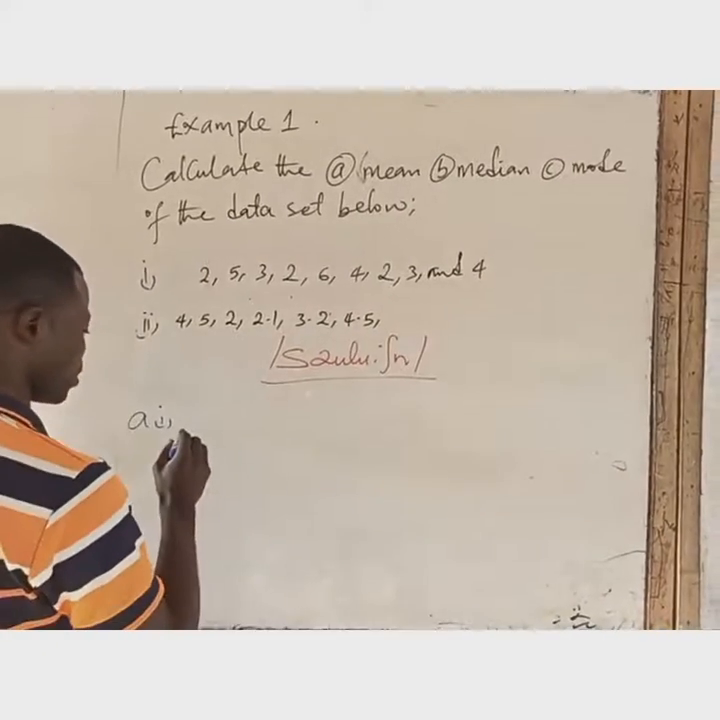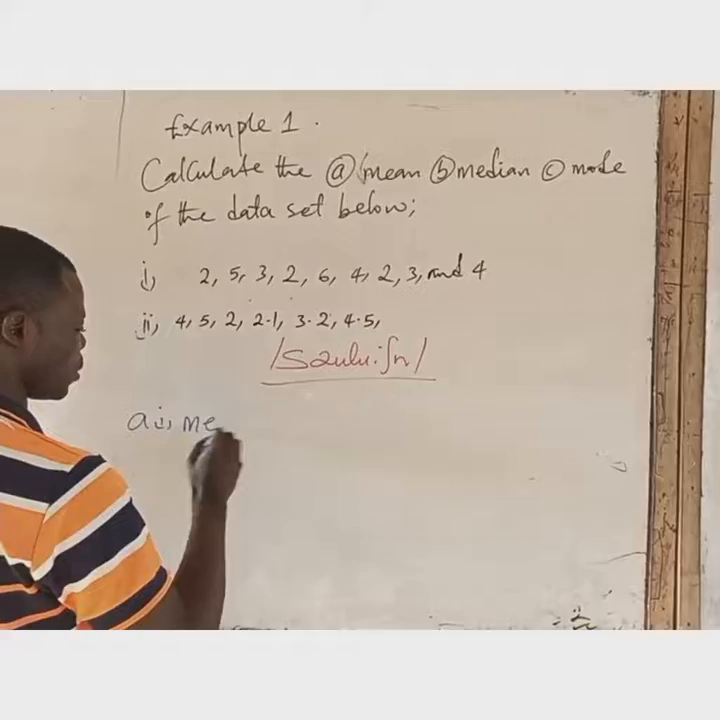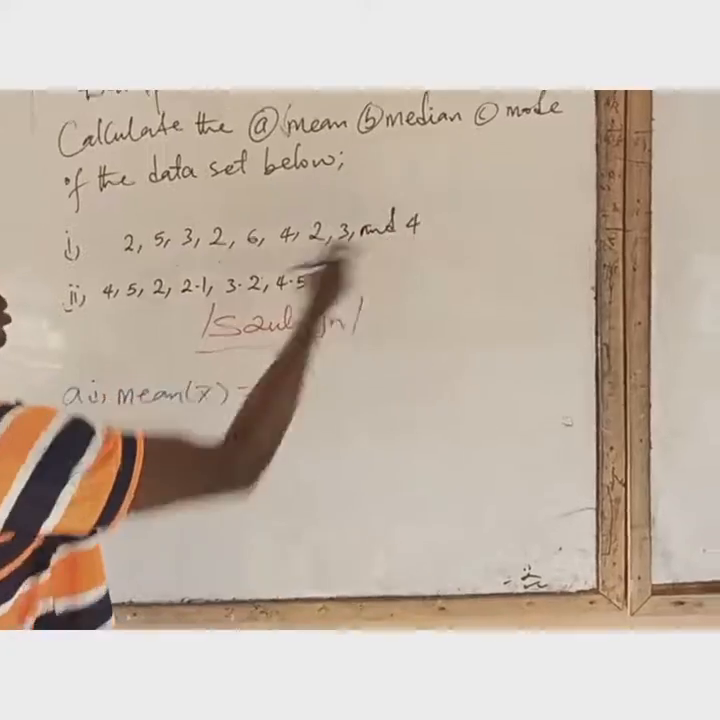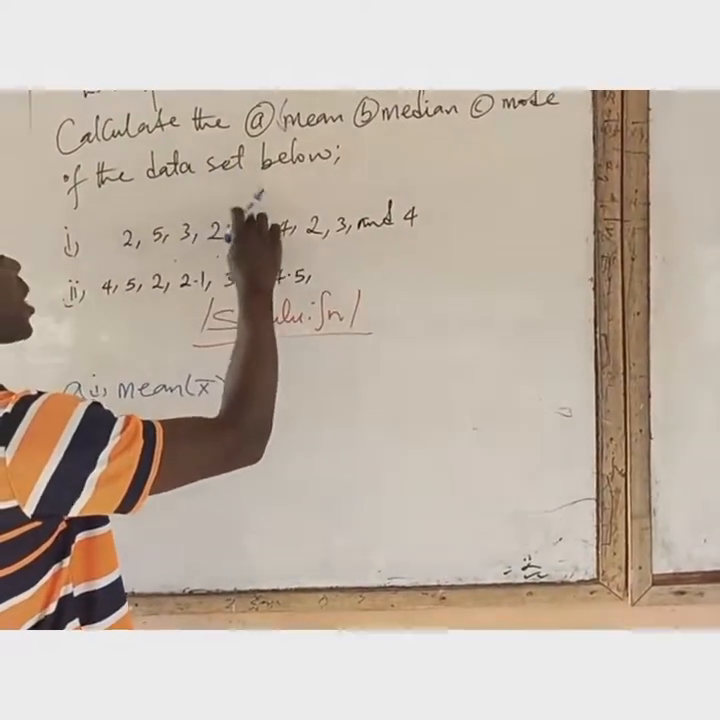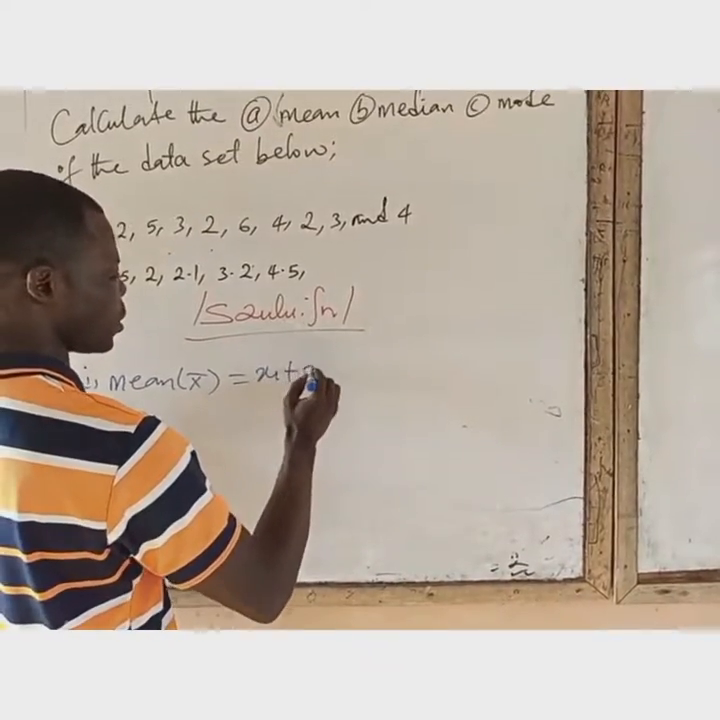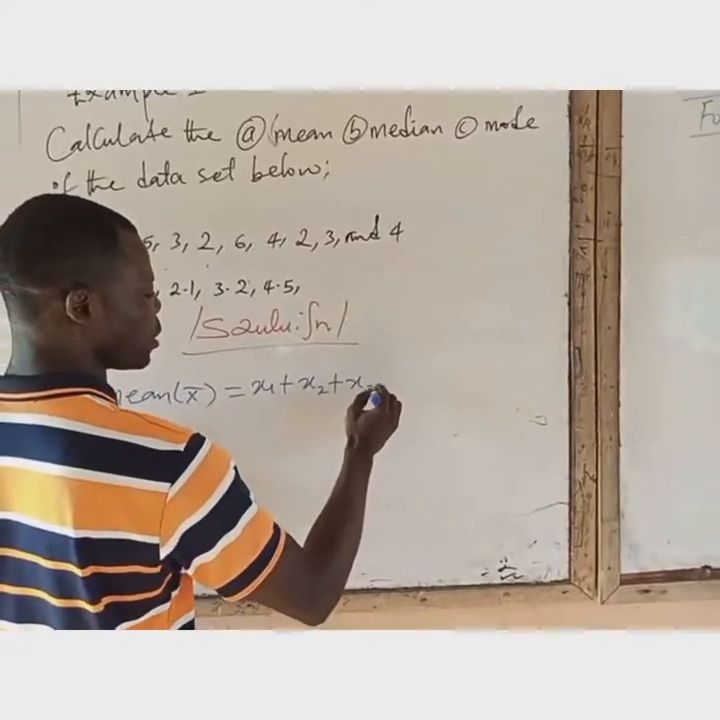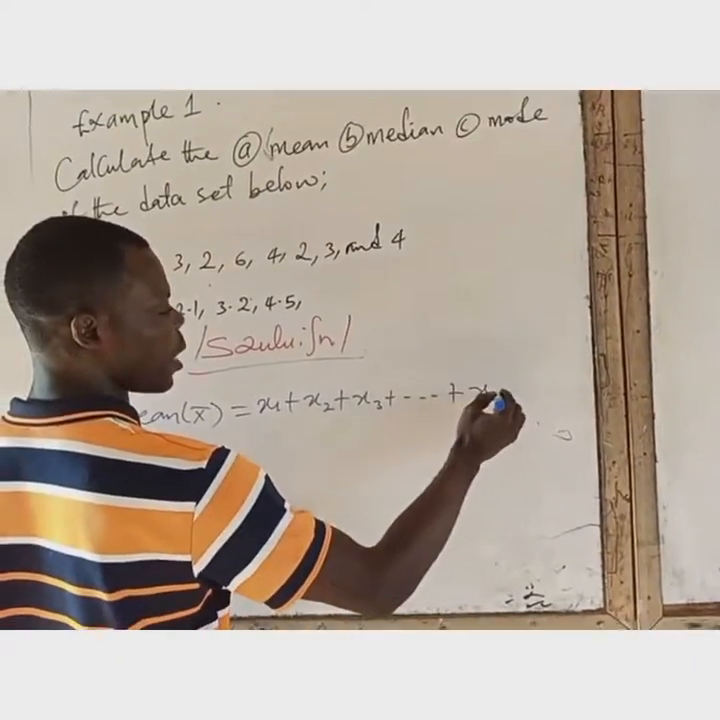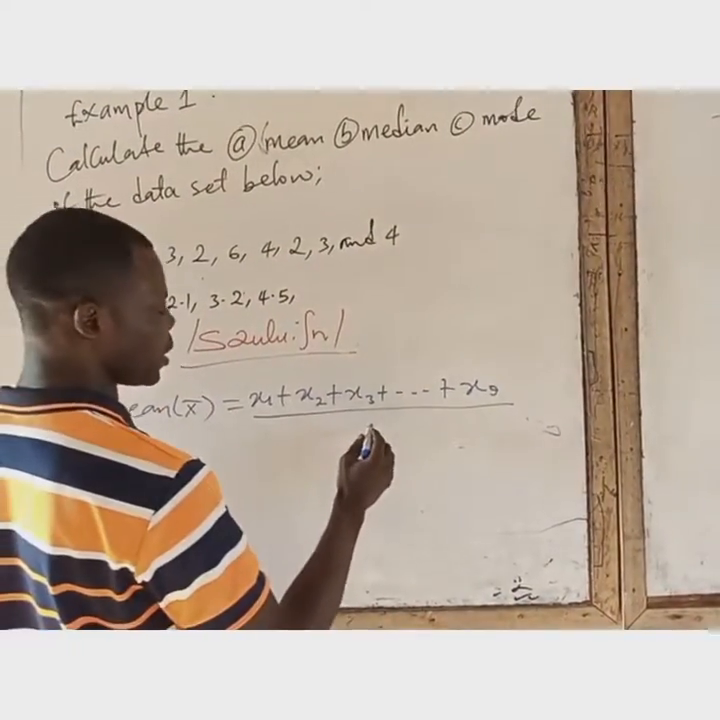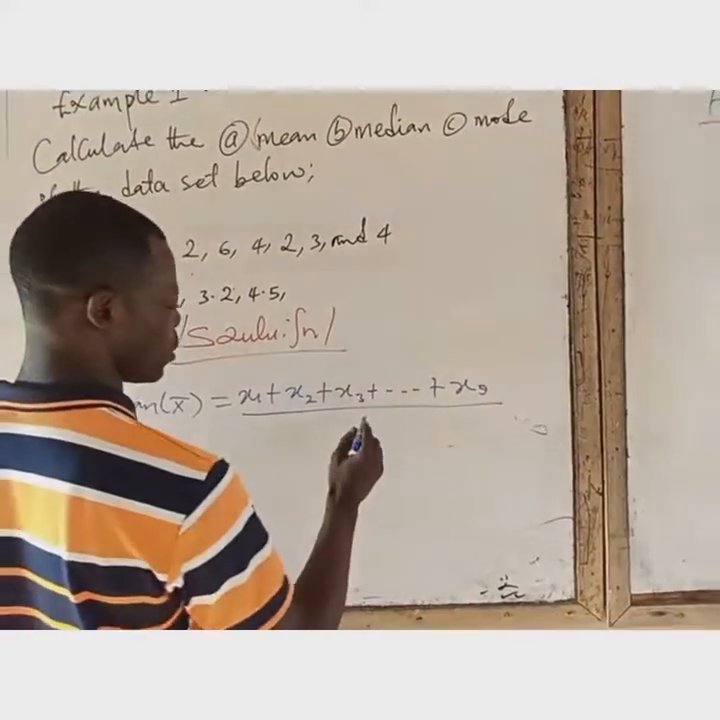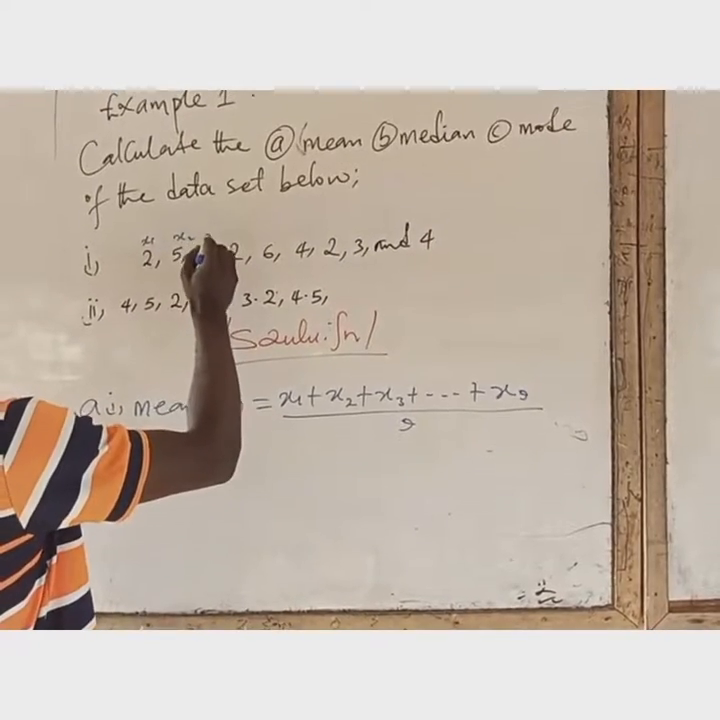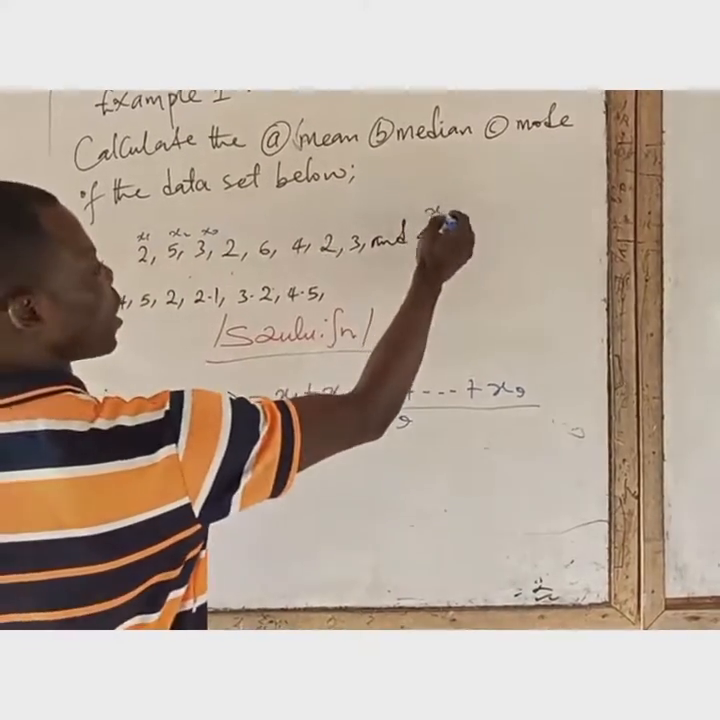By the given formula, we know that the mean, which is x bar, is equal to x1 plus x2 plus x3 plus up to x9, all over the number of observations. How many observations do you have? 1, 2, 3, 4, 5, 6, 7, 8, 9. So the number of observations is 9.